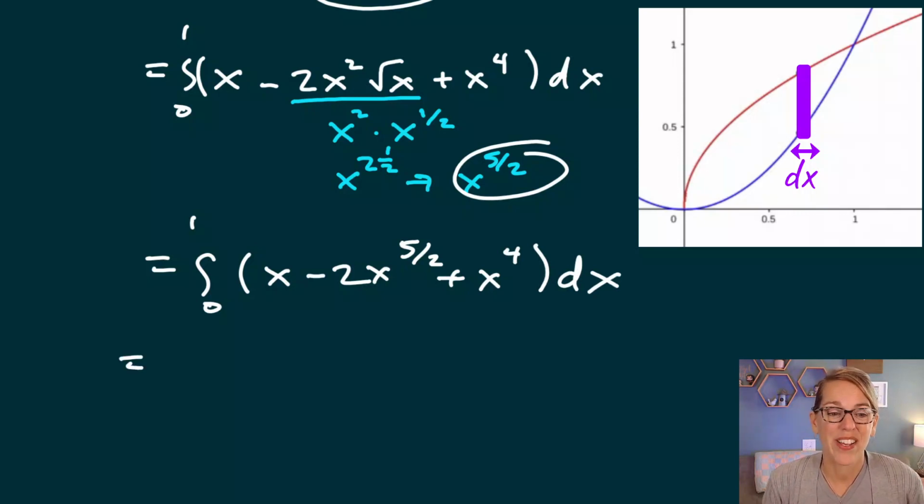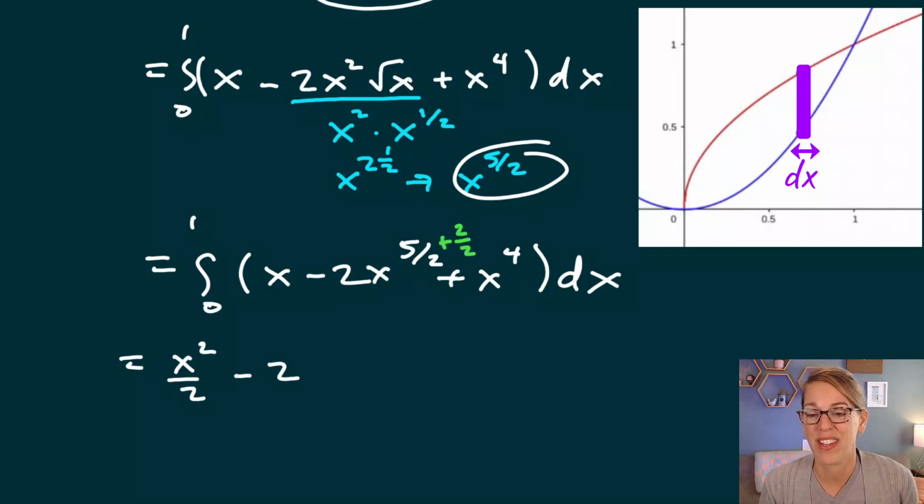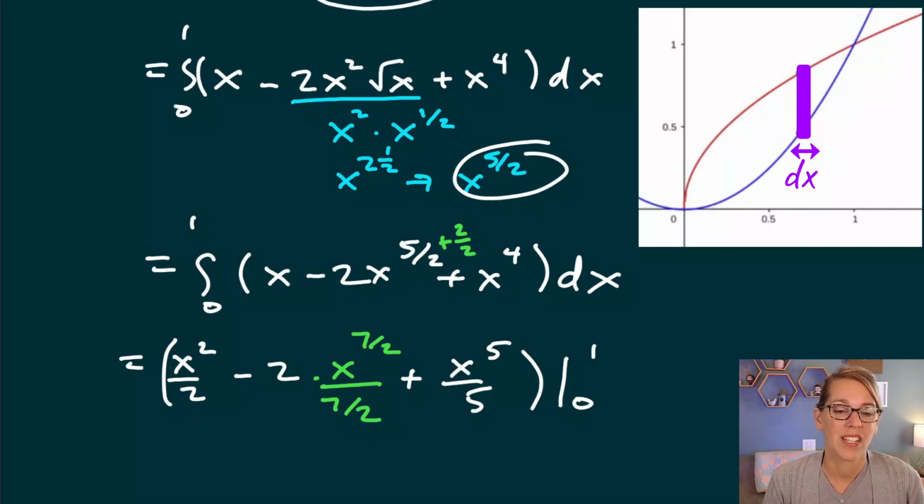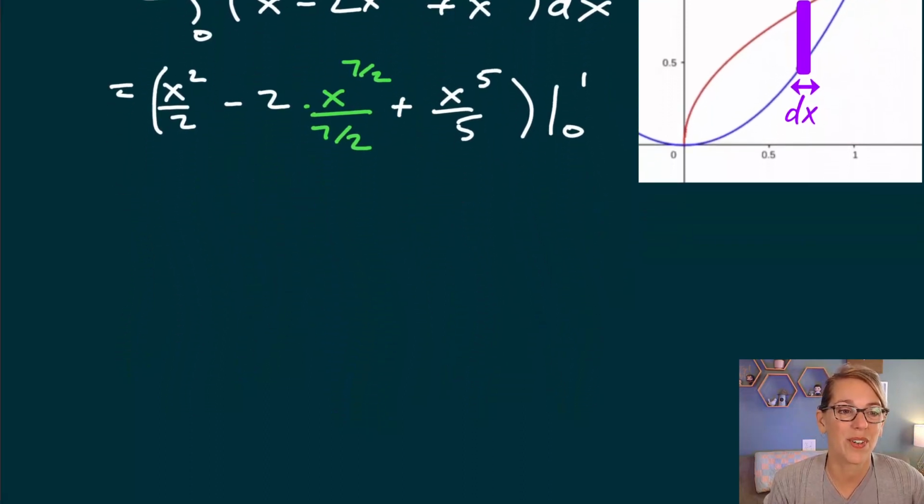This is the easy part, right? Now I can go ahead and apply my power rules. I integrate, I get x squared divided by 2 minus 2. I'm going to go ahead and add a 1, which is actually adding a 2 over 2 to this middle term. And that's going to give me minus 2 times x to the 7 halves divided by 7 halves plus x to the 4th goes to x to the 5th divided by 5, and I'm going to evaluate that from 0 to 1.